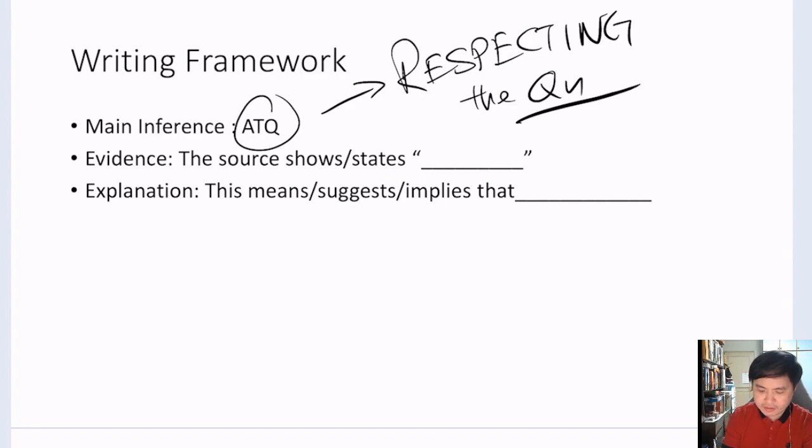Next, your evidence. The source shows or the source states. Clearly list it down so I know that you are quoting your evidence. And of course, please quote the thing. Don't summarize it, quote it.